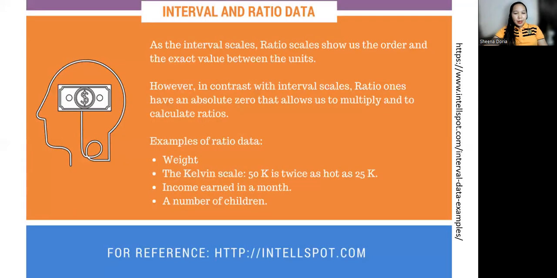Okay? So, like interval scales, ratio scales show us the order and exact value between the units. However, in contrast with interval scales, ratio ones have an absolute 0 that allows us to multiply and to calculate ratios. So, example there is weight, Kelvin scale, kasi meron siyang absolute 0. 50 Kelvin is twice as hot as 25K. Income earning naman, so pag 0 talaga yung income ng family, 0 talaga. So it's possible, right? Minsan mga negative, right? So and the number of children.